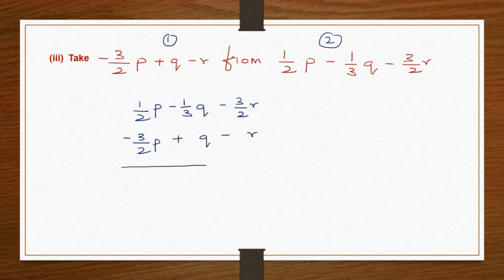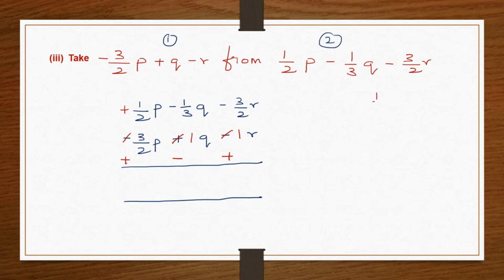Okay, so let's do this. First thing we need to do is put the signs wherever there's a sign missing in the first row. And let's make this 1q and 1r. Then since it is subtraction, we must change the sign of all the terms in the second row. So minus becomes plus, plus becomes minus, minus becomes plus. Now we need to work this out. So it is plus 1 by 2p plus 3 by 2p. That is addition.